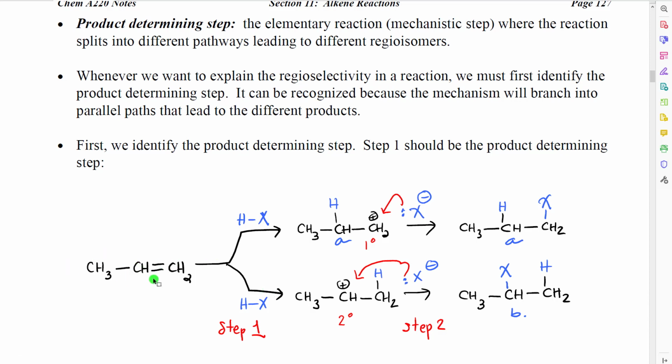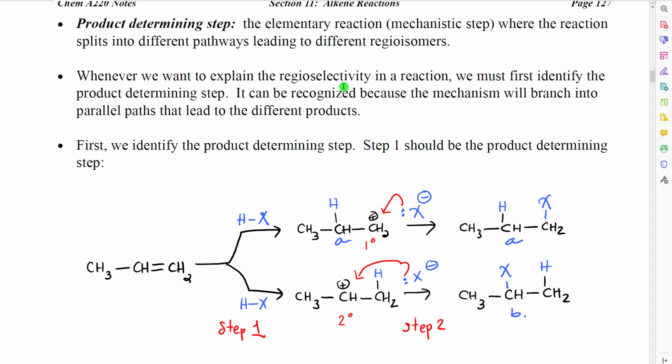Essentially, once a given molecule has reacted either in one direction or the other, then it will continue to give a specific product. So the direction that it chooses to go in this split will be the direction that determines the final product. So a product determining step is an elementary reaction or a mechanistic step where the reaction splits into 2 different pathways that ultimately lead to different regioisomers, different constitutional isomers.